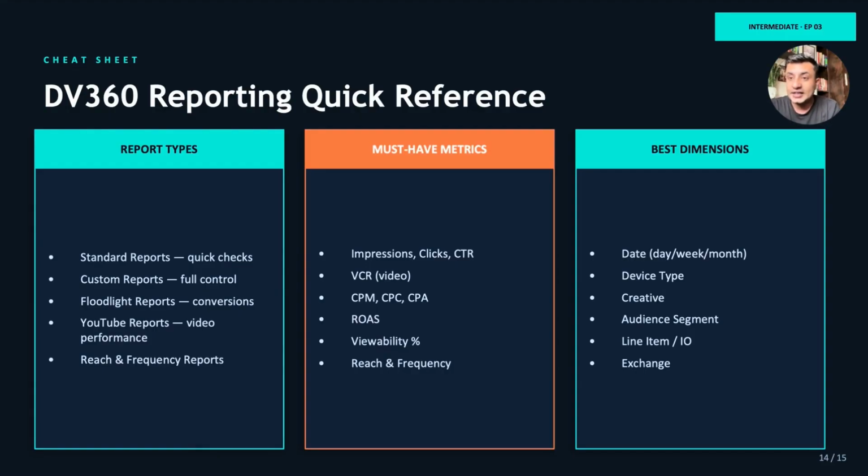ROAS is a metric that you cannot avoid. What was the return on ad spend if the client is looking for such a metric? Viewability percentage, you can see what percentage of ads were viewable, and reach and frequency reports. Best dimensions to download the reports by: first, of course, date, day, week, or month, then device type, creatives, audience segment, line item, and then exchange also.